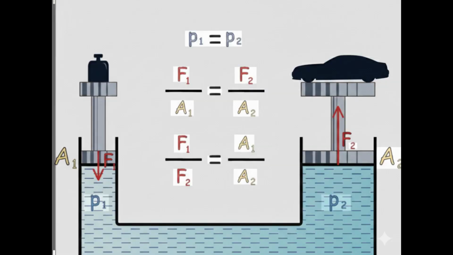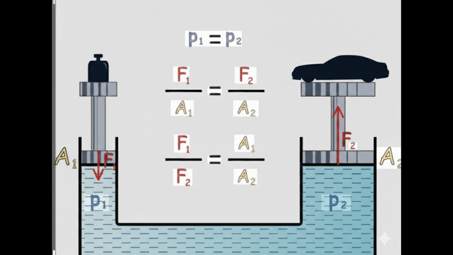Pascal's law states: when pressure is applied to a confined fluid, the pressure is transmitted equally in all directions throughout the fluid. This explains why a small push on one piston can lift a car on the other side of a hydraulic lift. Pressure moves uniformly through the oil or fluid inside the system.